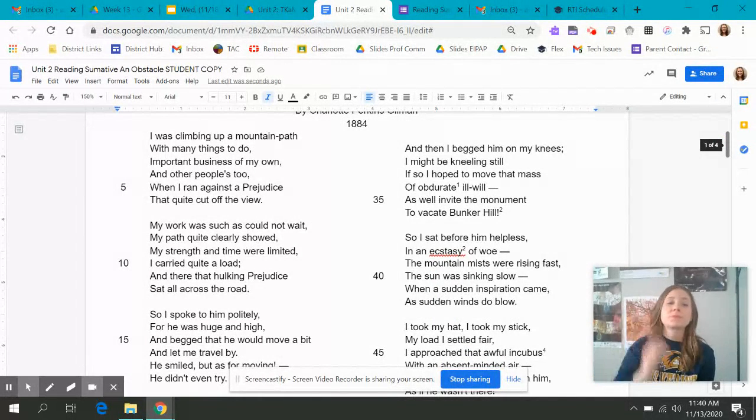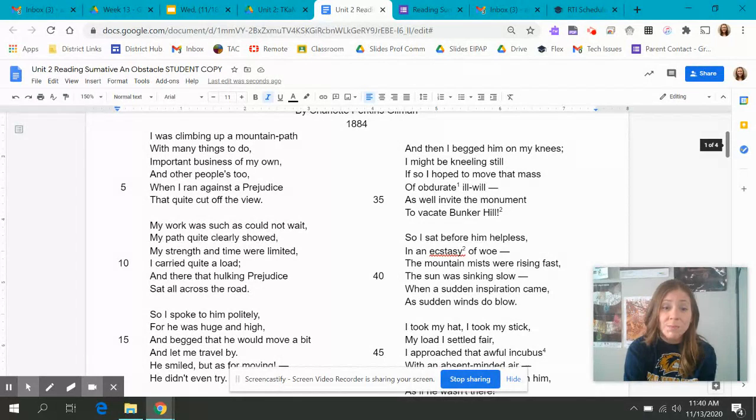All right. An Obstacle. I was climbing up a mountain path with many things to do, important business of my own and other people's too, when I ran against a prejudice that quite cut off the view. My work was such as could not wait. My path quite clearly showed. My strength and time were limited. I carried quite a load. And there that hulking prejudice sat all across the road.